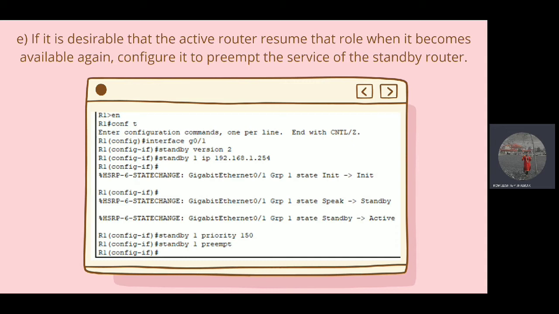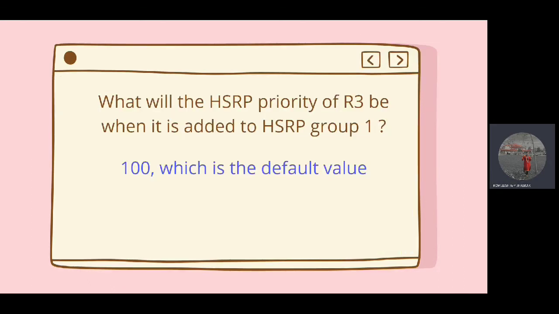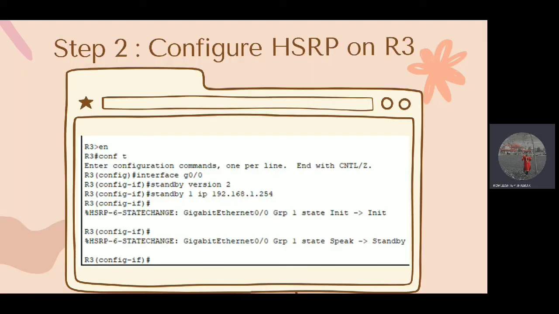Then if it is desirable that the active router resume that role when it becomes available again, configure it to preempt the standby router. You have to enter the command standby 1 preempt. Okay, next question. What will the HSRP priority of R3 be when it is added to HSRP group 1? And the answer is 100, which is the default value. Next is step 2.